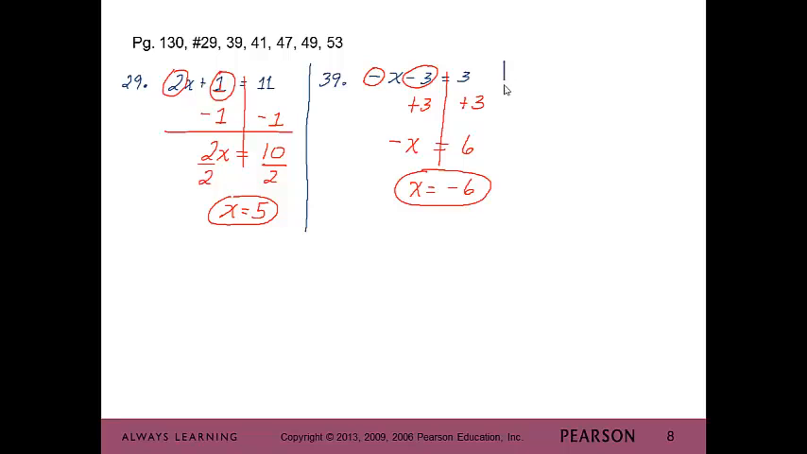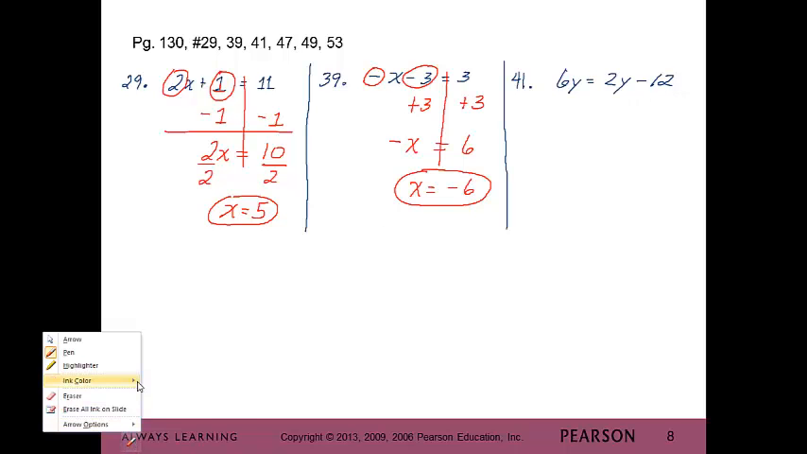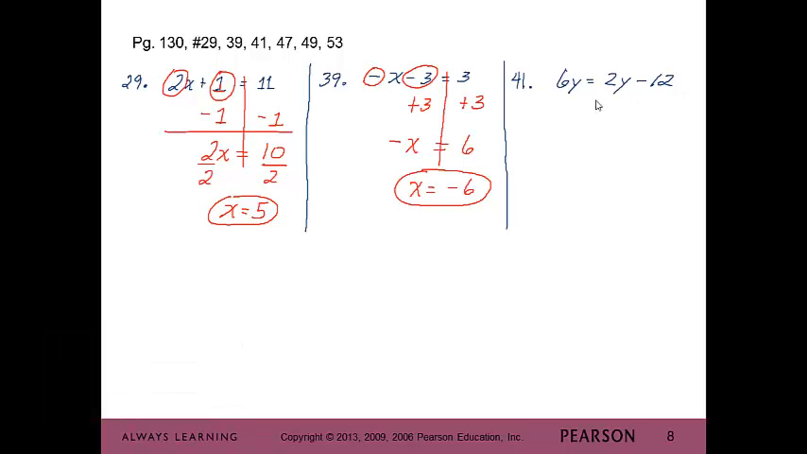And then number 41. Now we have 6y equals 2y minus 12. This time we have y's on both sides of our equation. So we need to get our y's together.